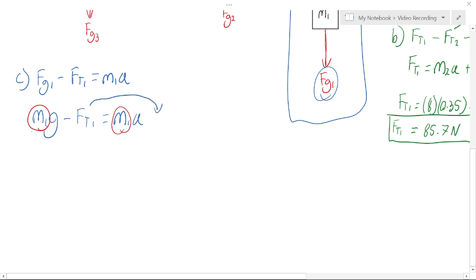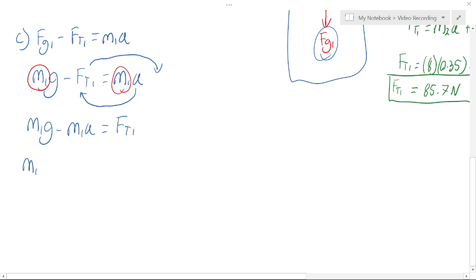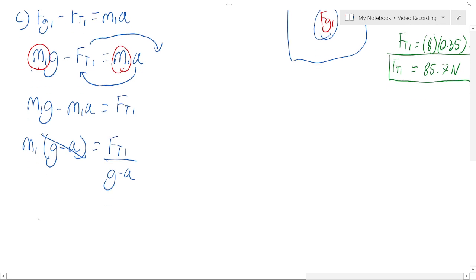So what I'm going to do is add Ft1 to both sides, and subtract M1A from both sides. So I'll get M1G minus M1A equals Ft1. Okay, now I can factor out an M1, and I'm left with M1 times (G minus A) equals Ft1. And I'm going to divide both sides by G minus A, and now I've solved for M1. So M1 equals Ft1, which we just found is 85.7, divided by 9.8 minus 1.63.